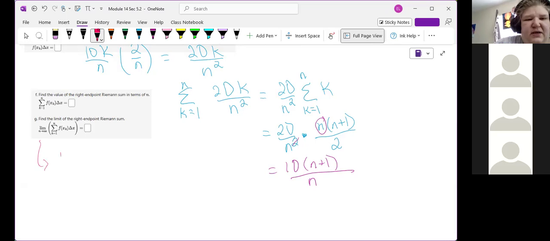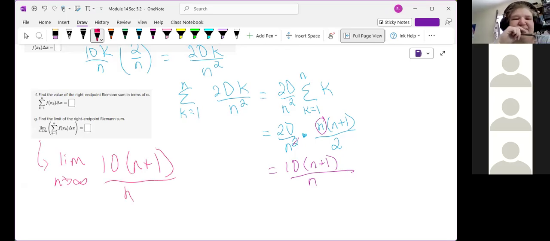So this is going to be the limit as n goes to infinity of 10 times n plus 1 over n. All right, so if I plug in infinity, I get infinity over infinity. So I can use L'Hopital. And L'Hopital actually turned out nicely because the derivative of n plus 1 is 1, the derivative of n is 1. So we're just going to get 10 as the result.